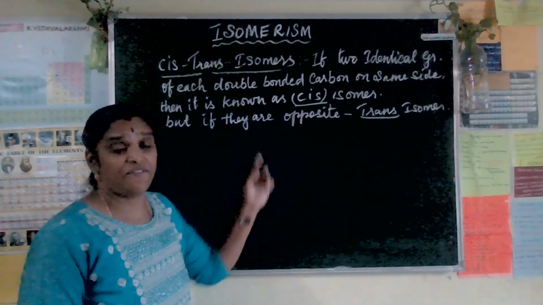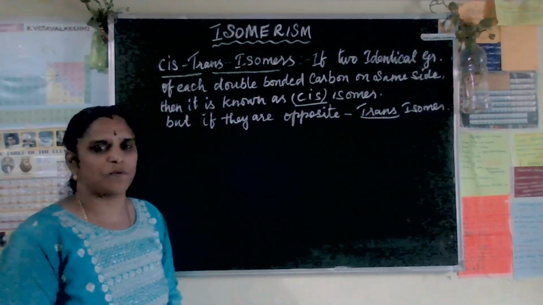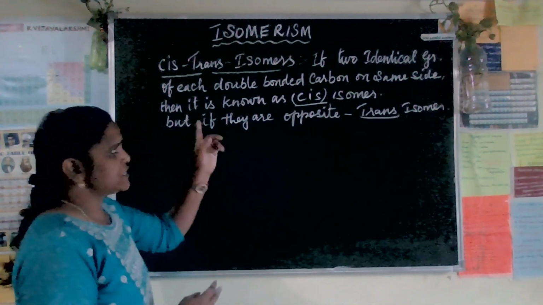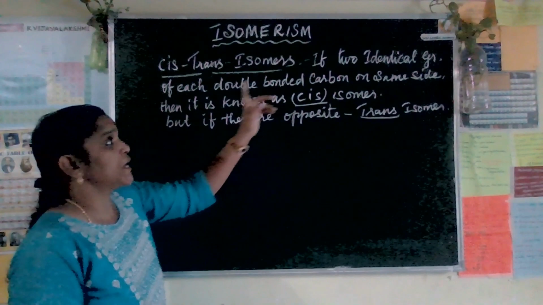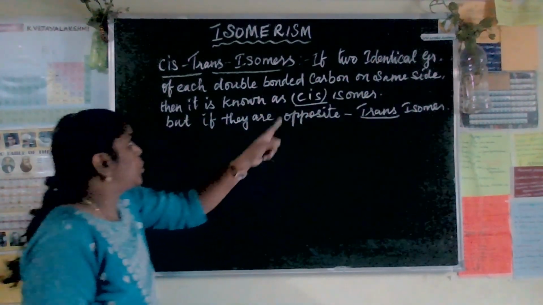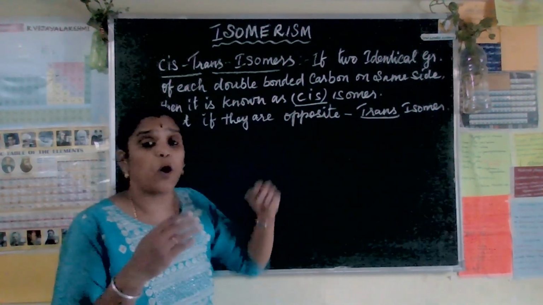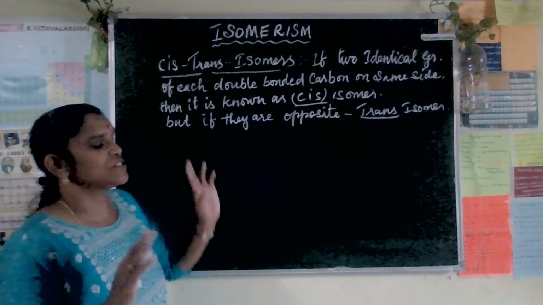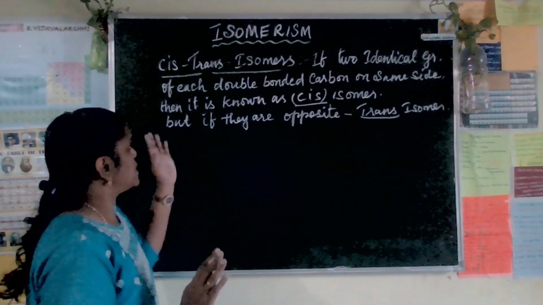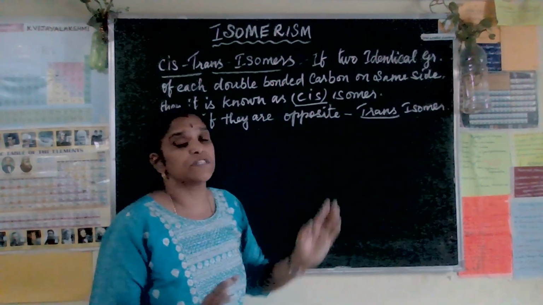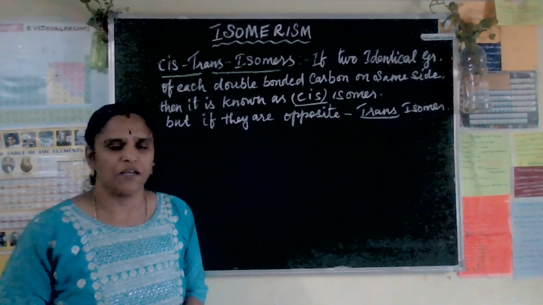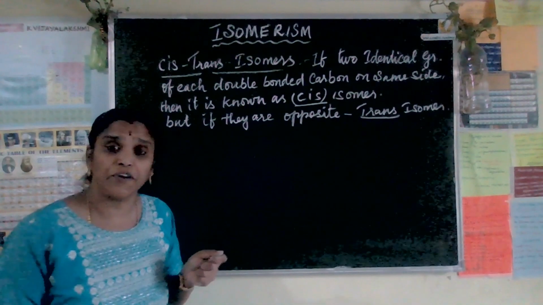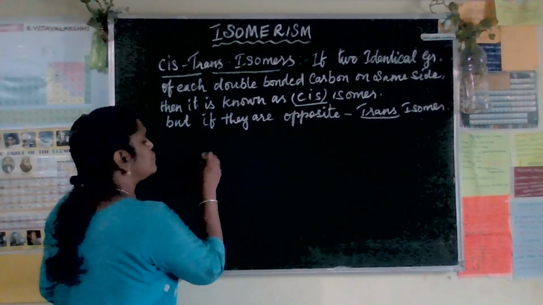The next one we are going to see is cis and trans isomer. How to identify cis and trans isomer? What do you mean by cis and trans isomer? If two identical groups of each double bonded carbon are on the same side, then it is known as cis isomer. But if they are on the opposite side, that is trans isomer. Examples will give a better idea and make you confident. Come on, let us go for the examples.